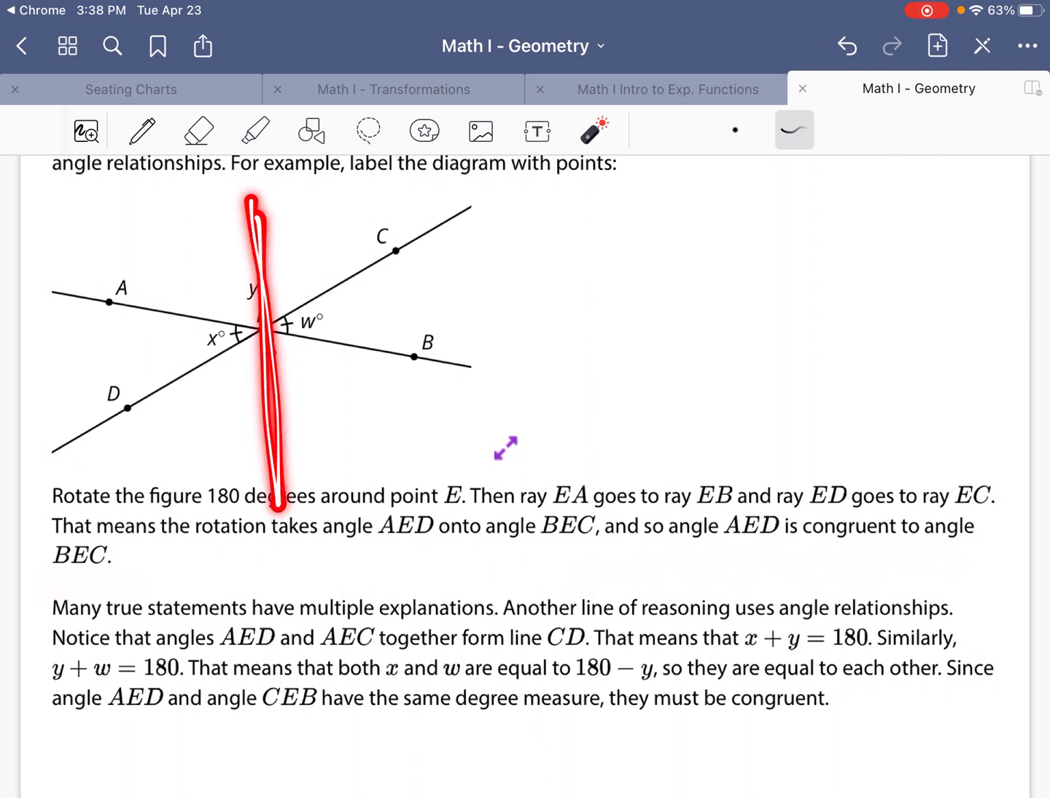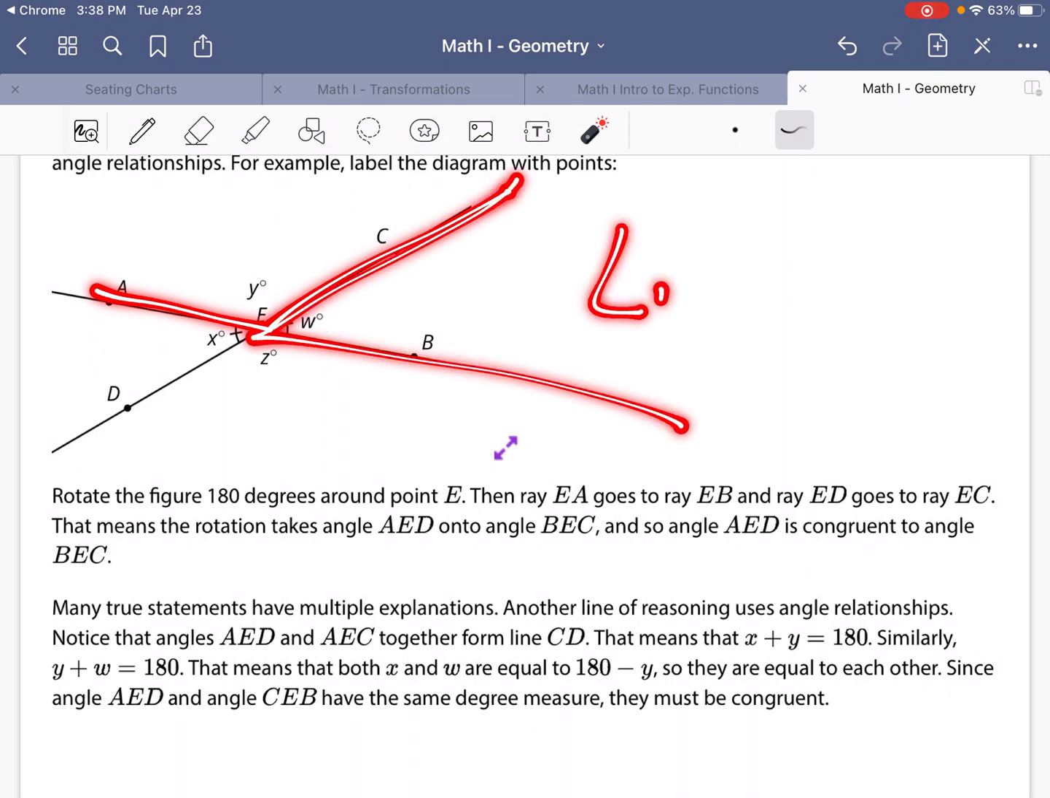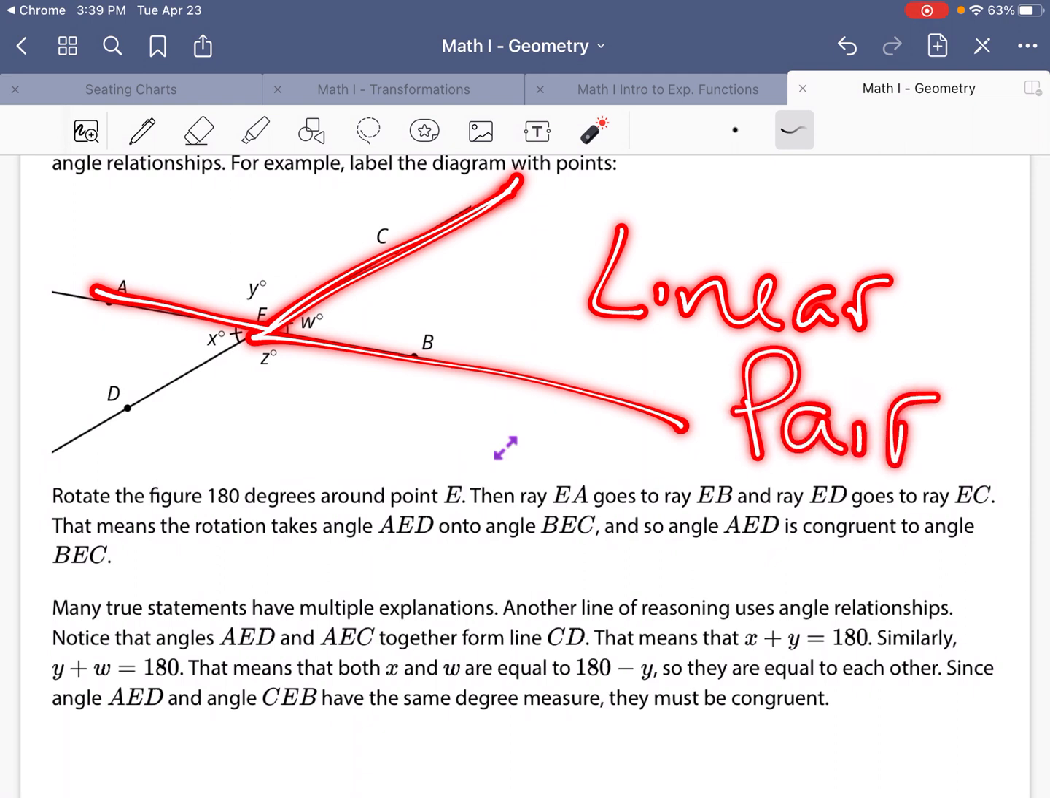We could also do this in terms of a reflection. Mirror images across from each other. Many true statements have multiple explanations. Another line of reasoning uses angle relationships. Remember, angle AEC and CEB form a linear pair because they form a straight line.